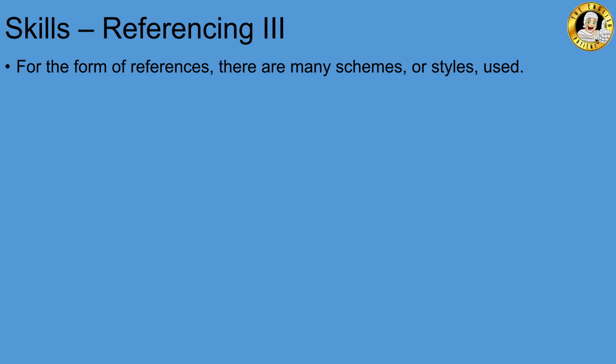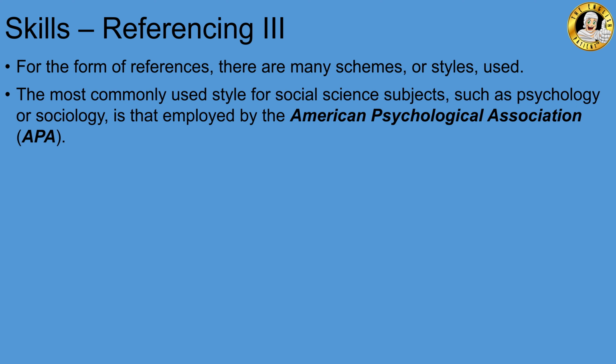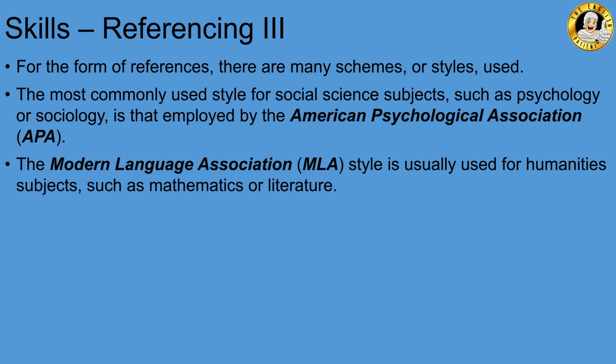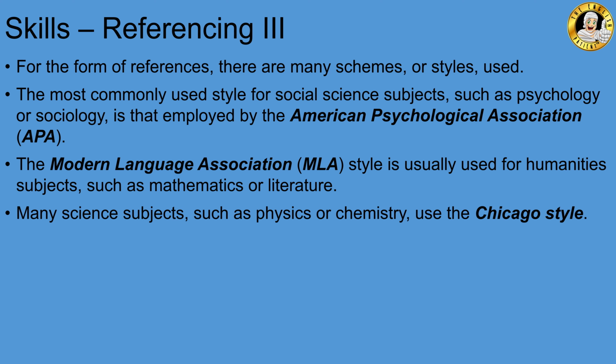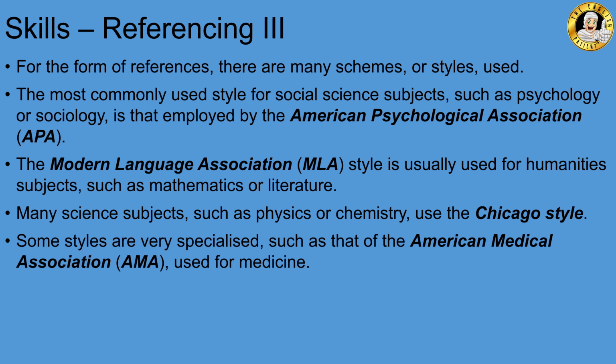Now, for the form of references, how do you actually show this reference? There are many schemes and styles which are in fact used. The most commonly used style for social science subjects, such as psychology or sociology, is that employed by the American Psychological Association. And more commonly, this is simply called APA style. Now, the Modern Language Association, MLA style, is typically used for humanities subjects, such as mathematics or literature. And science subjects such as physics or chemistry will often use the Chicago style. Now, some styles are very specialized, such as the style of the American Medical Association, the AMA style, which is used specifically for medicine.